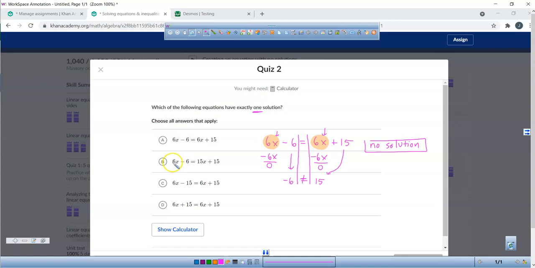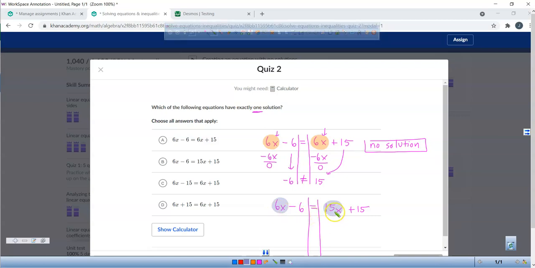Let's take a look at answer choice B. What does it say? 6x minus 6 equals 15x plus 15. Automatically, what I'm hoping you see is that we have different numbers in front of the x. That's 6x. This is 15x. This is a scenario where you would have what's called one solution. Whenever these are different on the other side, we have one solution.